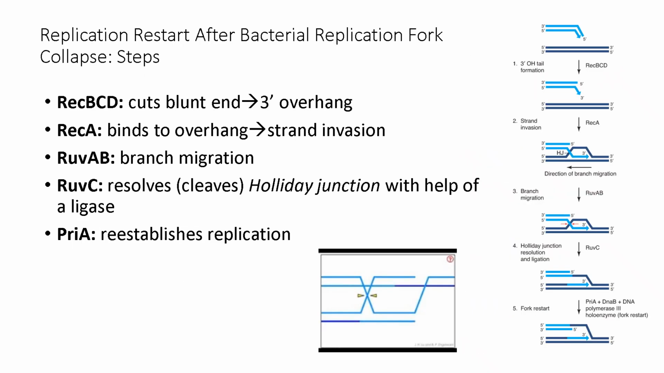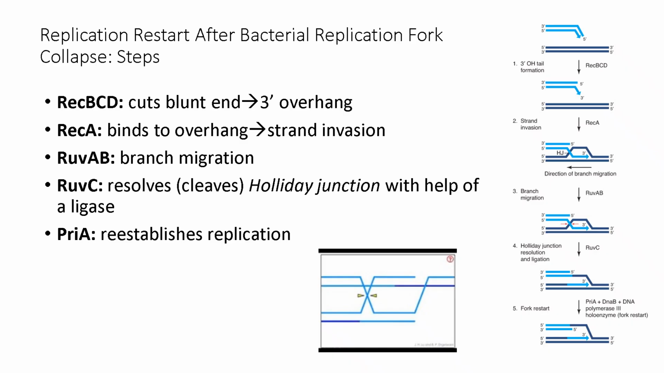The molecular choreography of replication restart in bacteria involves several key proteins. RecBCD binds to the DNA at the break site, processes the blunt ends, and generates a 3' overhang. RecA then binds to this overhang and promotes strand invasion into the homologous DNA duplex.